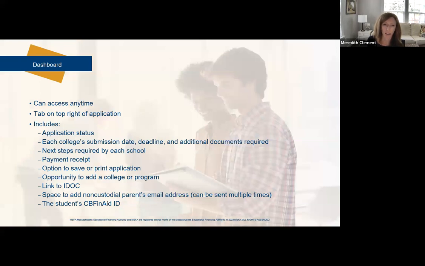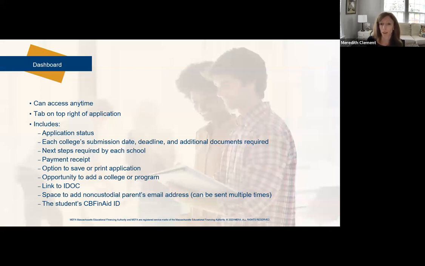There is a dashboard on the CSS profile. You can access this anytime. And this is really your landing page. This is where a lot of your information is. So if you log into the profile, you can go to your dashboard. That's where the application status is going to be for every school, whether you submitted the application, whether it's been received. Every college that you've listed on your profile, it's going to be the submission date. So when you sent the profile to that school, the deadline for the school, any additional requirements. So maybe that school is requiring a non-custodial profile or additional documentation. That'll be on your dashboard. Any next steps, your payment receipt.